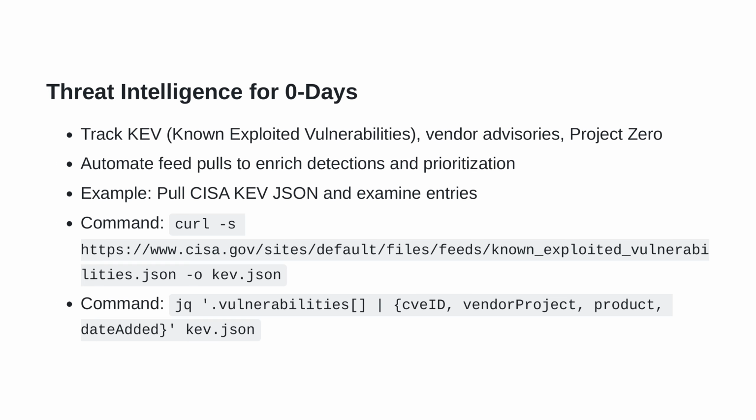Schedule the pull with cron, CI, or your orchestration tool. Version the feed and alert on deltas so new exploited CVEs trigger immediate reviews. And keep an eye on vendor advisories and Project Zero to anticipate exploitation techniques even before CVEs are assigned.